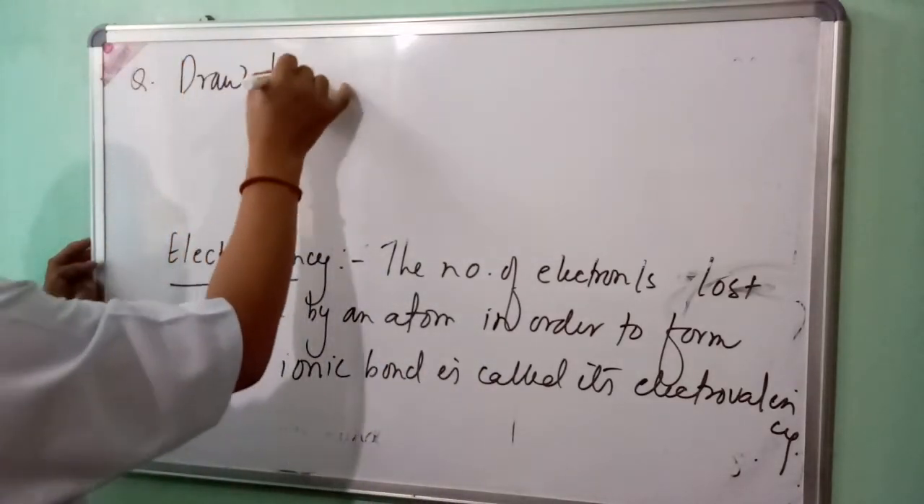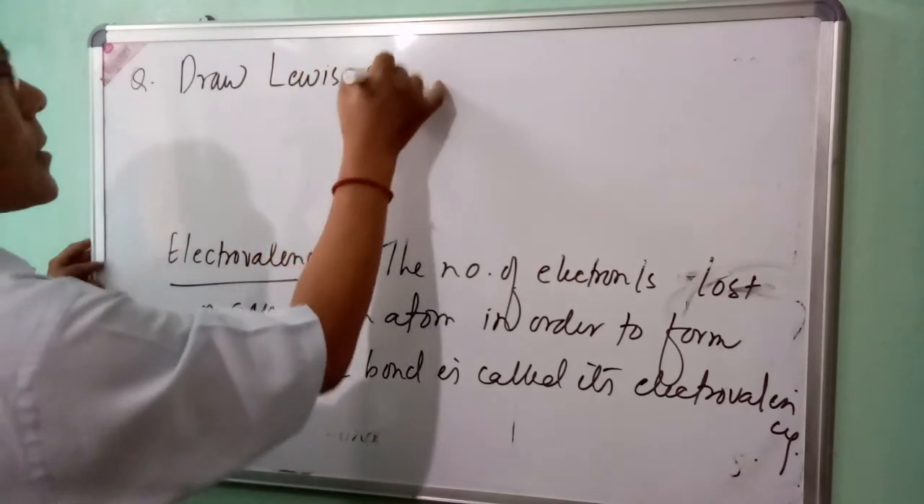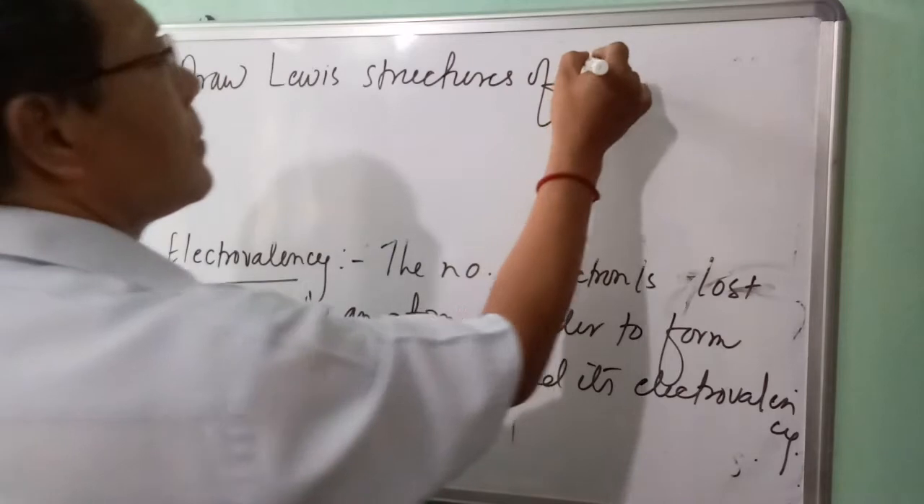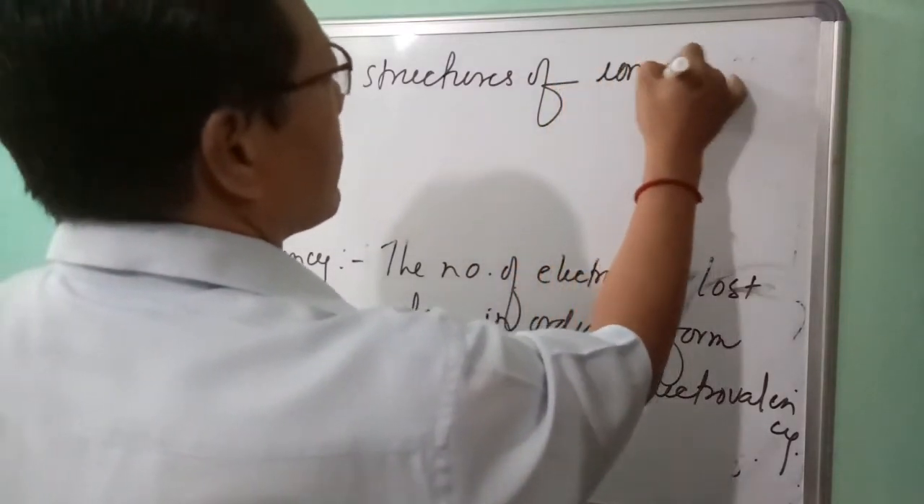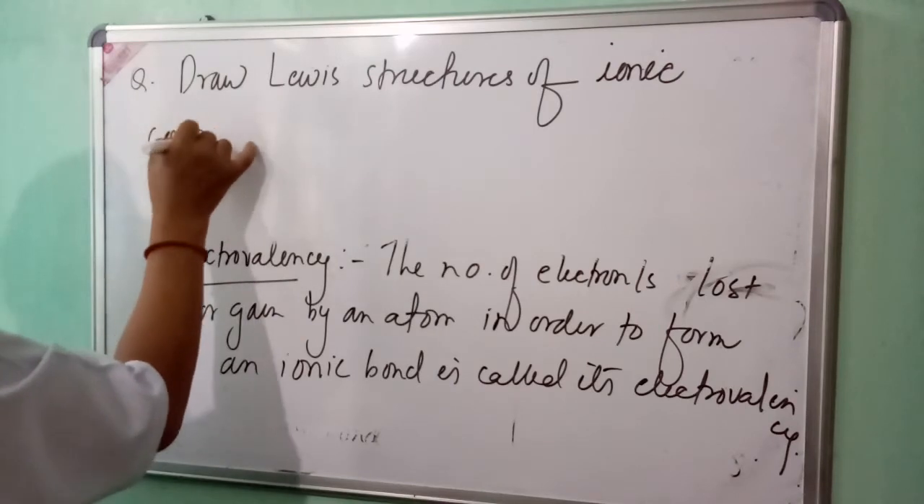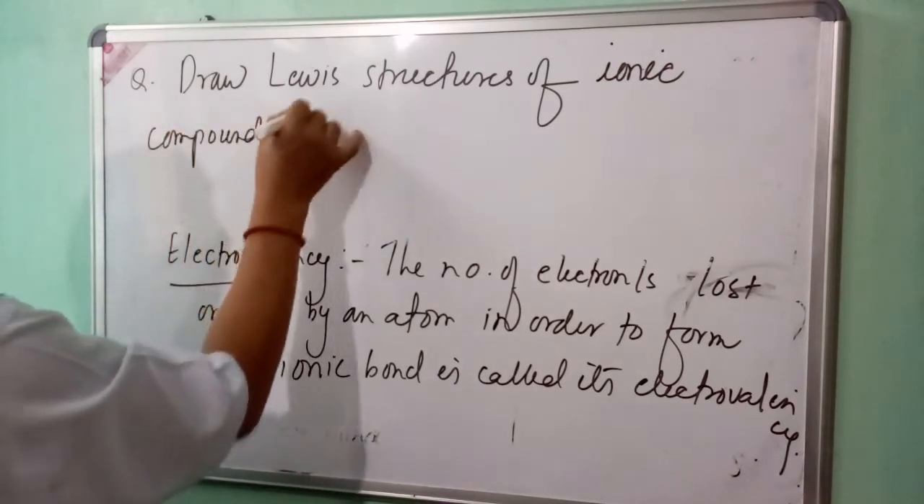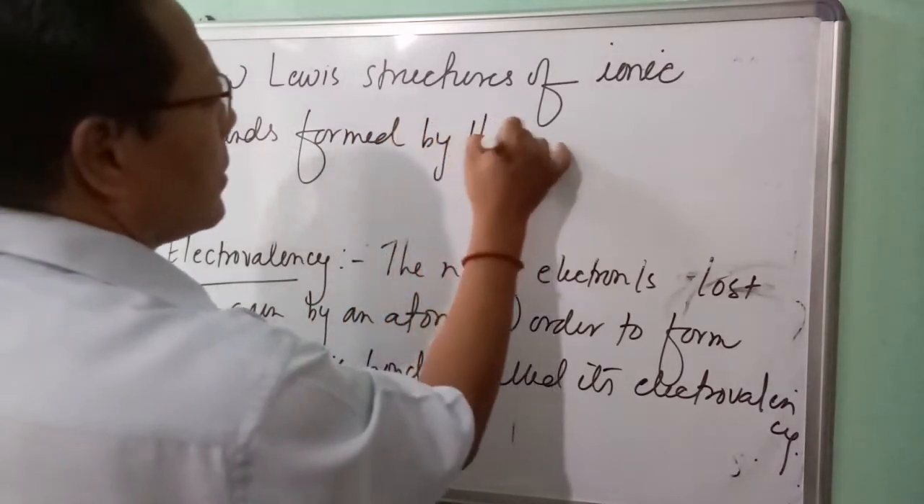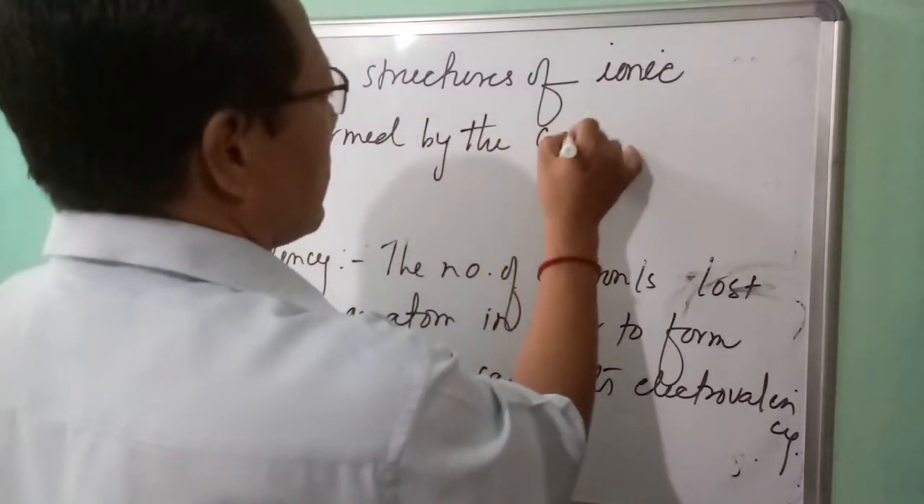Draw the Lewis structure of the structure of ionic compounds. Ionic compounds are formed by the combination of the following elements.